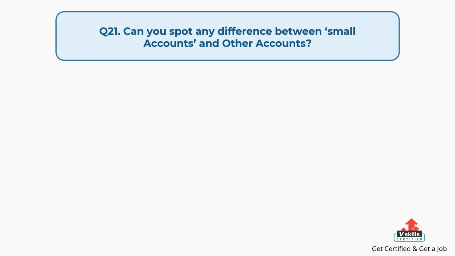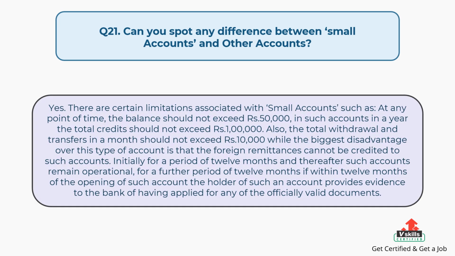Question number 21. Can you spot any difference between small accounts and other accounts? The answer is, yes. There are certain limitations associated with small accounts, such as, at any point of time, the balance should not exceed 50,000 rupees. In such accounts, in a year, the total credits should not exceed 100,000 rupees. Also, the total withdrawal and transfers in a month should not exceed 10,000 rupees, while the biggest disadvantage of this type of account is that foreign remittances cannot be credited to such accounts.